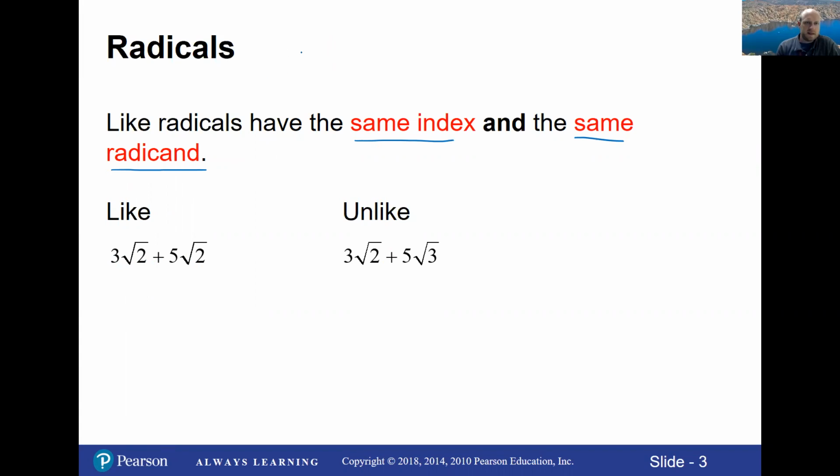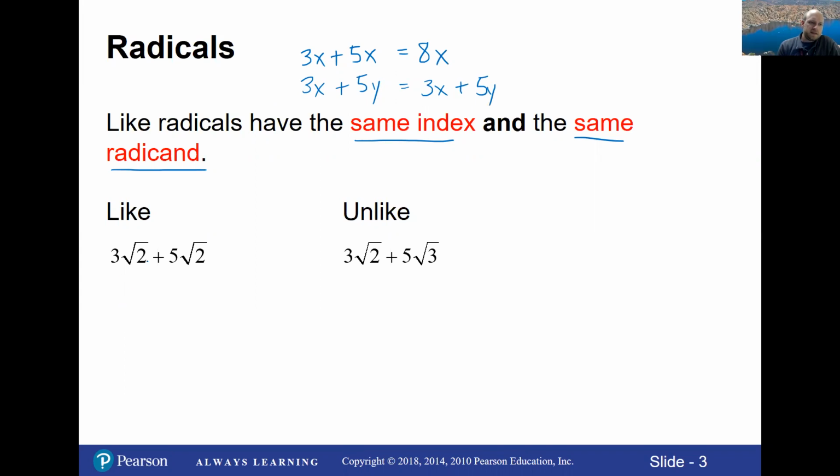You guys remember like terms, right? So if I had something like 3x plus 5x, those would be like terms. I could add those. I would add what we called the coefficients. 3 plus 5 is 8, and then I would keep the x, right? If I have 3x plus 5y, those are unlike terms. So I can't simplify that. So that's just 3x plus 5y. Nothing I can do there.